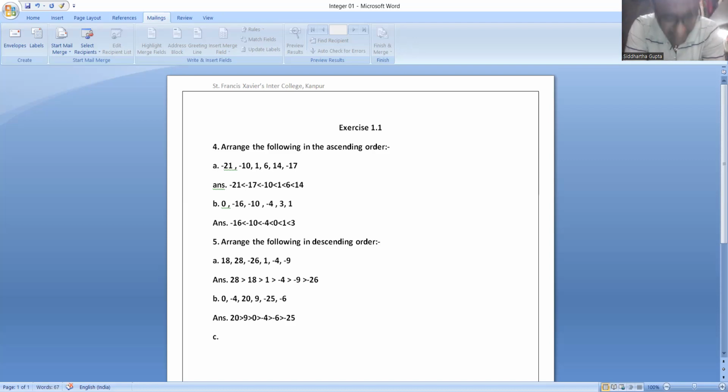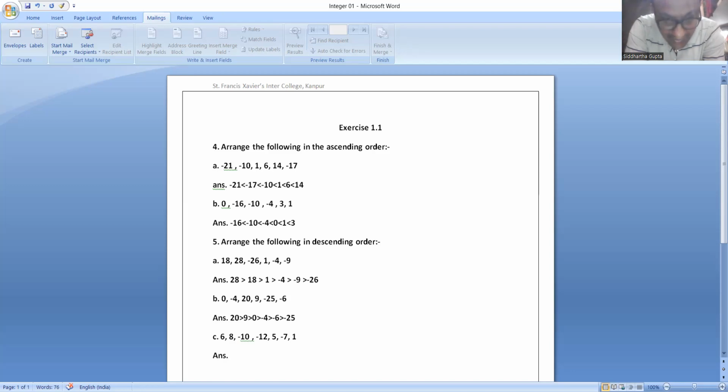The last question is there: 6, 8, minus 10, minus 12, 5, minus 7, 1. So this is how we have to solve this. We have to find first the greatest number, and you know that we have 7 numbers, and you can easily find what is the greatest number.